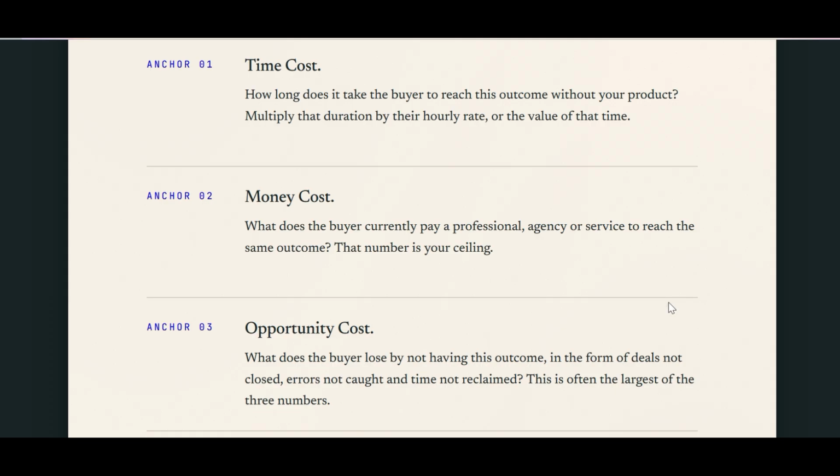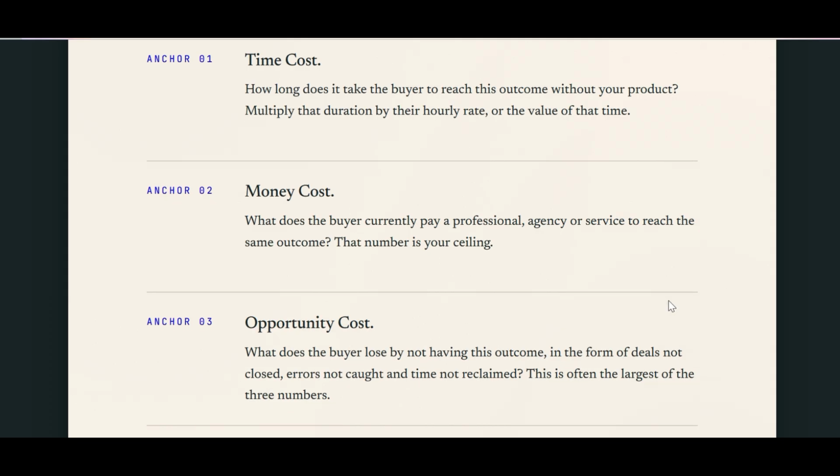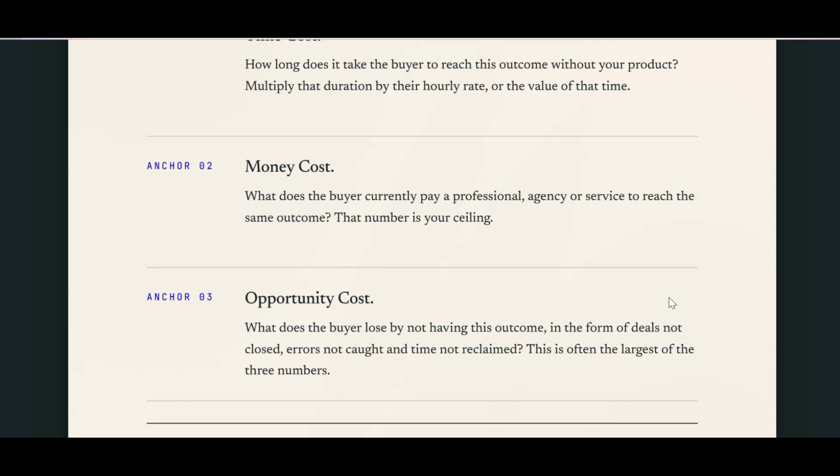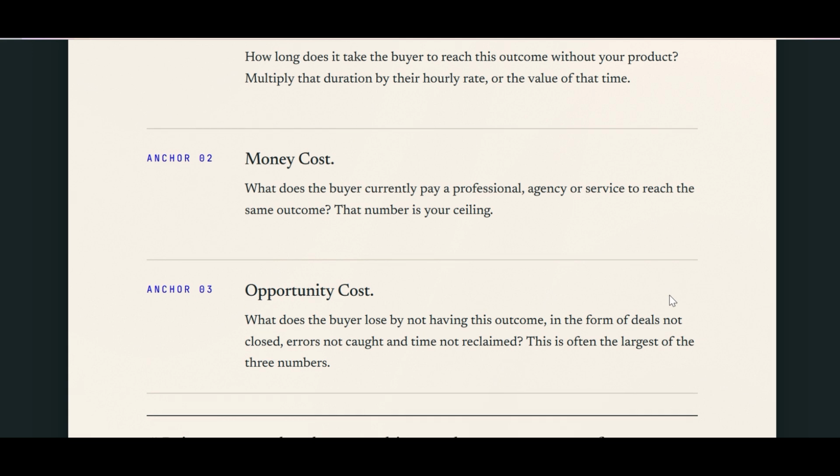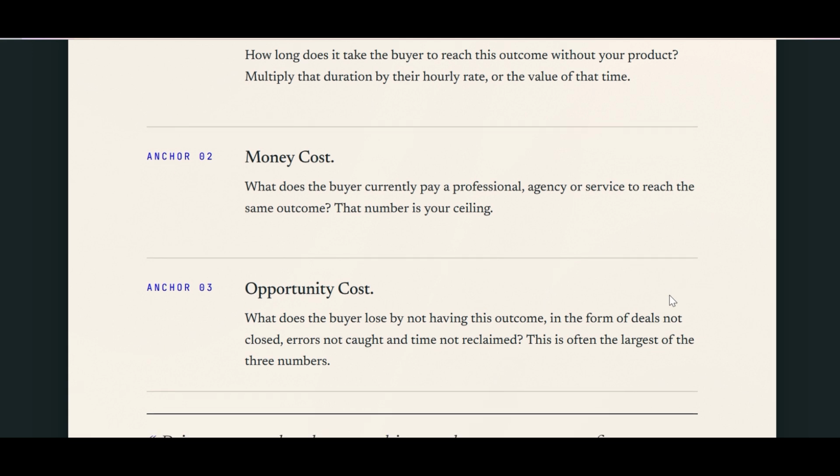Anchor 2, money cost. What does the buyer currently pay a professional, an agency, or another service to reach the same outcome? That number is your ceiling. If a business owner pays an accountant $400 to produce a quarterly financial summary that your product generates in 2 minutes, $400 is where the ceiling sits, and a price anywhere between $60 and $280 represents clear, immediate value relative to what they are already spending.